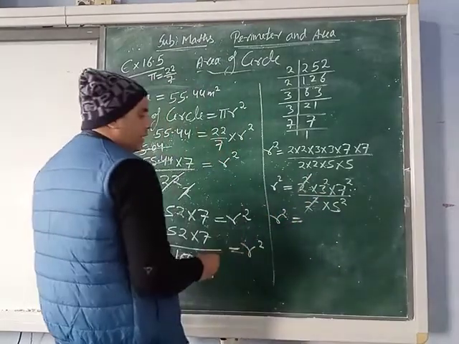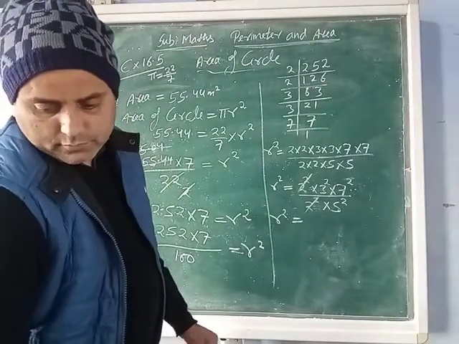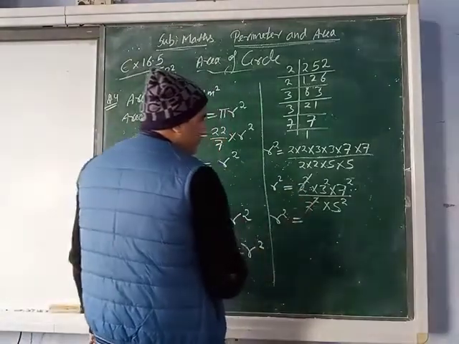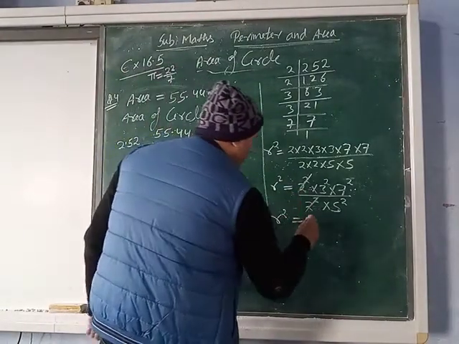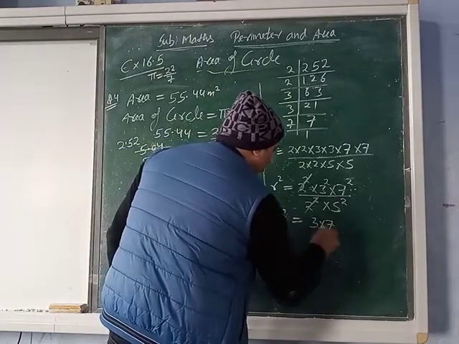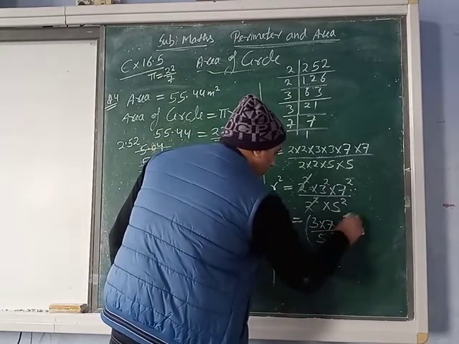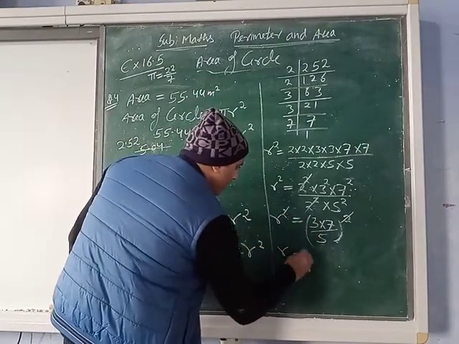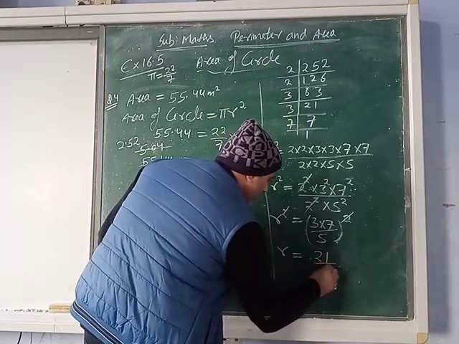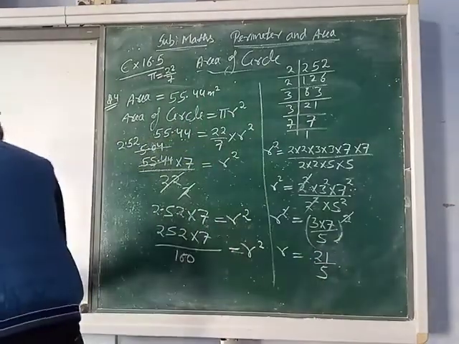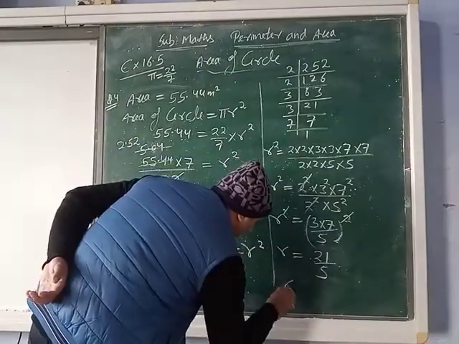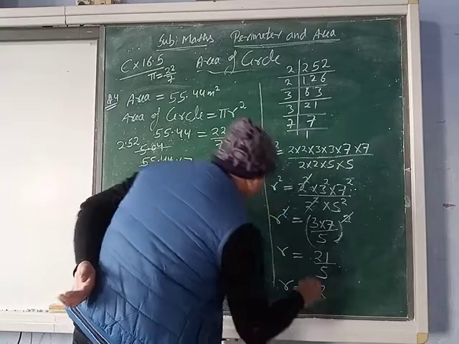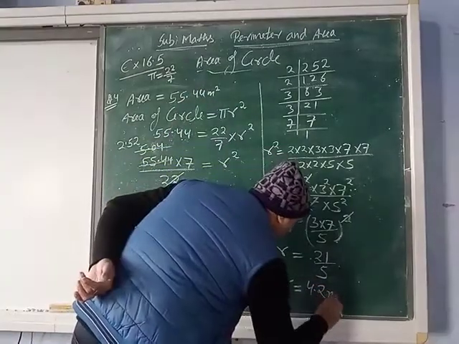Again, r is what? r square. Find its radius. So you can write it as 3 into 7 upon 5 power 2. So 2 is cancelled out. r is equal to 7 threes are 21 upon 5. Or you can write r is 4.2 meter.